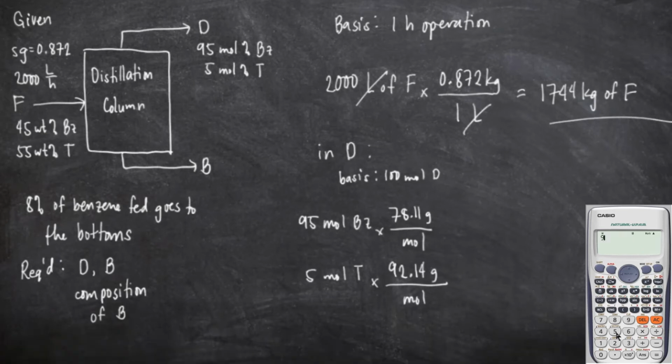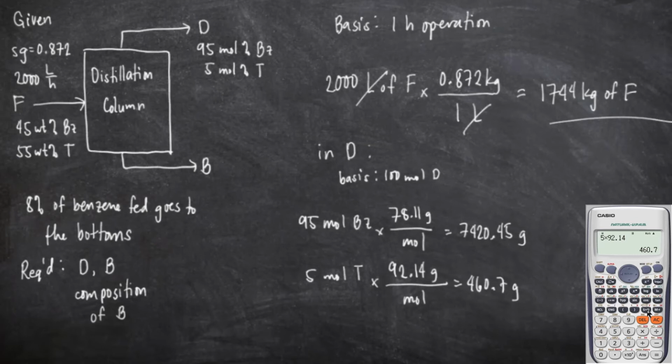Multiplying, that is 95 moles times the molecular weight of benzene, 78.11. The mass of benzene is 7420.45 grams. While for toluene, that is 5 times 92.14. We have 460.7. From these hypothetical mass values of benzene and toluene, we can solve for the mass fractions of benzene and toluene. Let us represent mass fractions with the variable W so that we will not get confused.